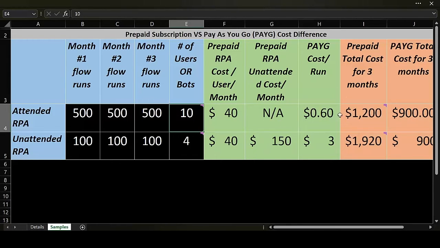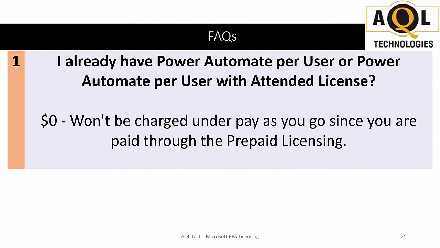So you will have to go ahead and run some numbers, calculate some numbers. I have this sheet also available on my blog. Feel free to download this. So now let's go ahead and take a look at some frequently asked questions.